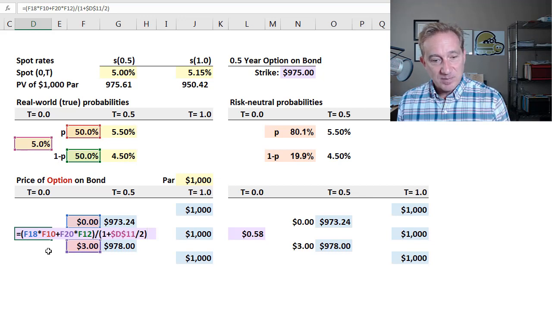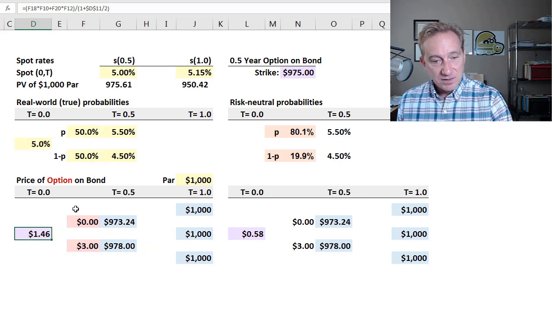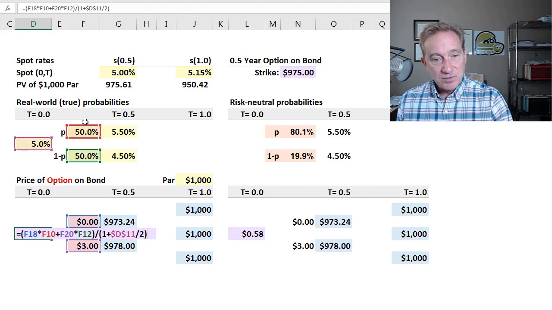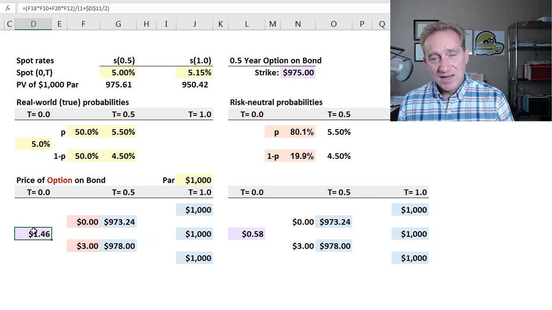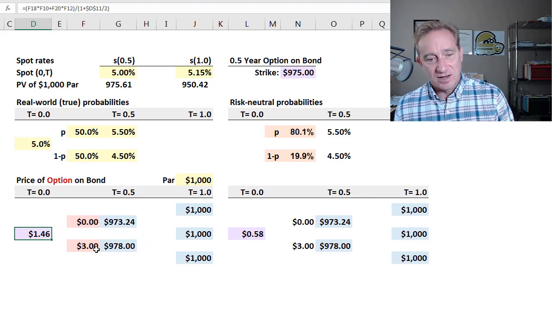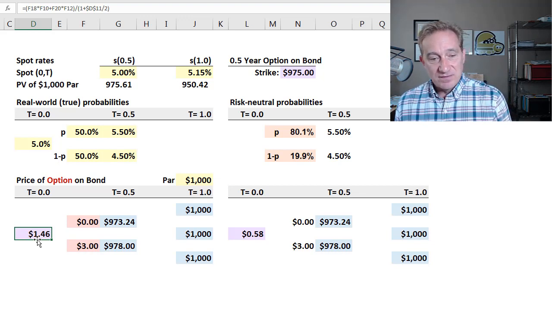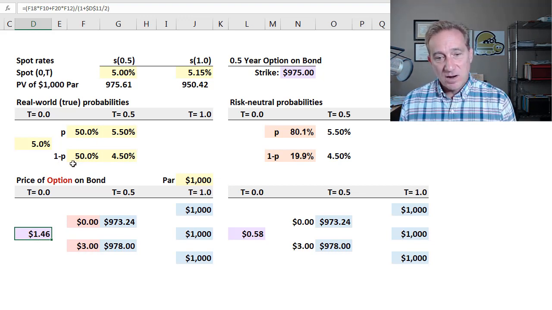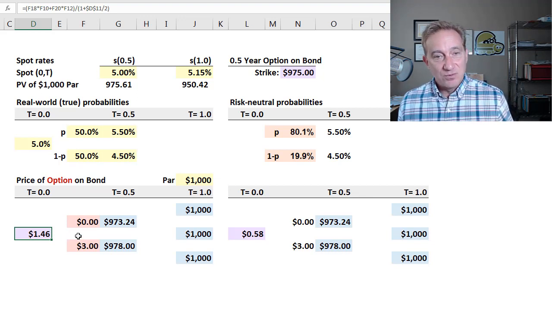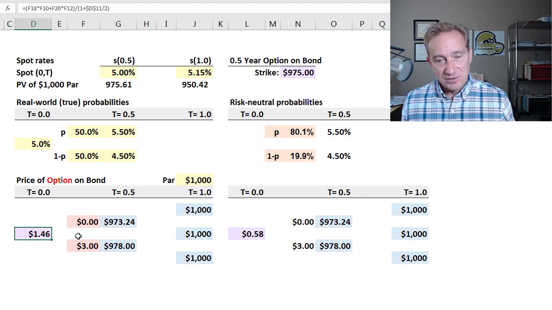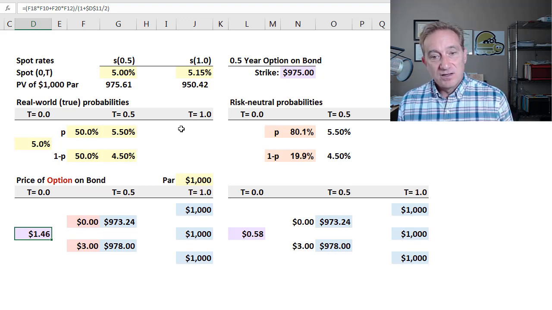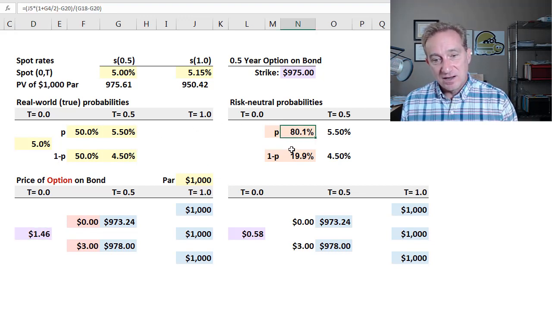And here again is the expected discounted value, but this time of the option, which has forward payoffs of 0 and 3, but I'm using the real world probabilities and discounting at the 5%. And I get $1.46 again. So this is in Tuckman's explanation as well. So $1.46 would be the value of this option if we use the real world probabilities, but that would not reflect the risk aversion.